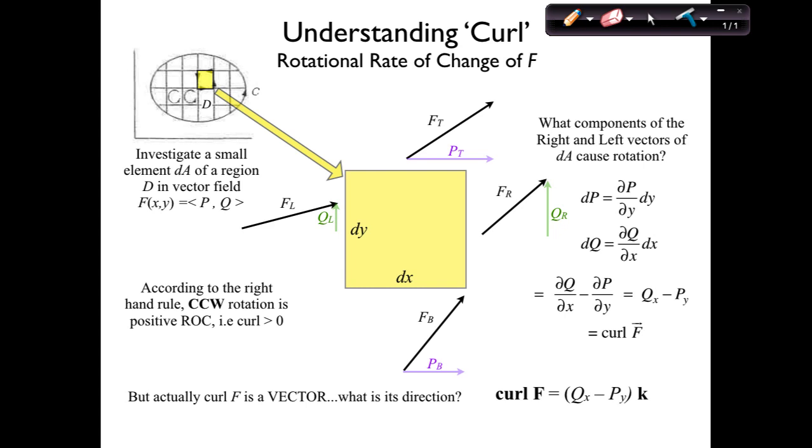Does it make sense? So we're talking about rotational rate of change of a vector field is a pointwise phenomenon that's telling us the strength of rotation at every point, the strength of counterclockwise rotation at every point. So it has to do with what? The horizontal components of the vectors above and below for a change in y, and the vertical components of the vectors for a change in x. Those are the ones that contribute to this rotation.